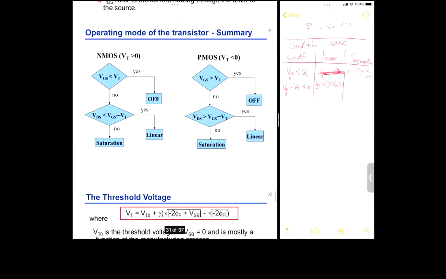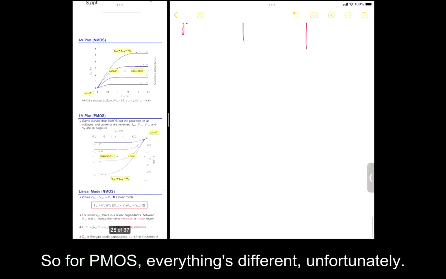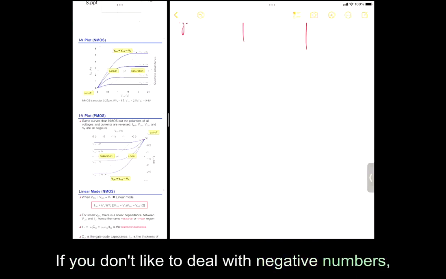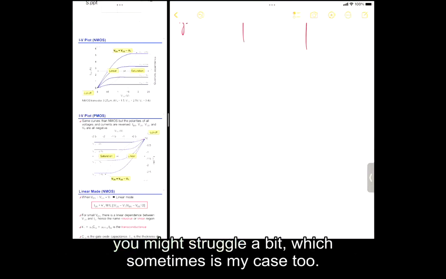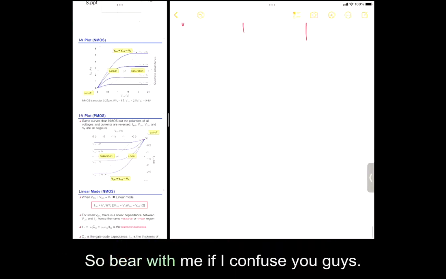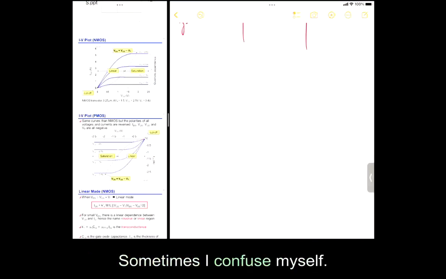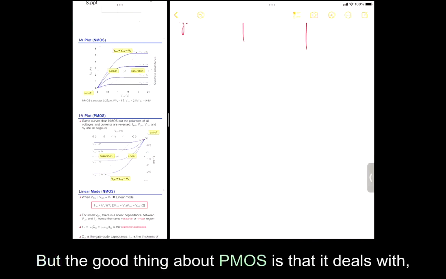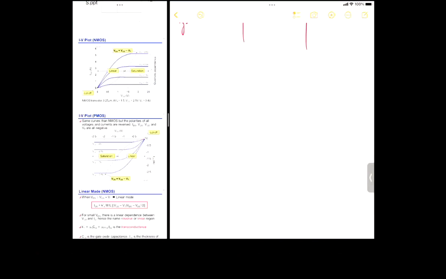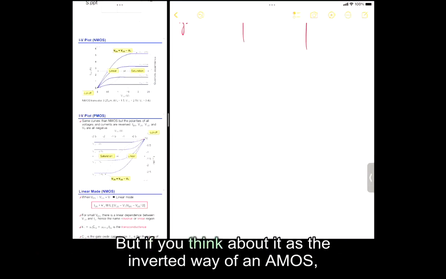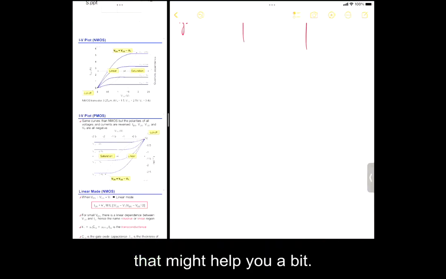The trouble comes when the PMOS comes. For PMOS, everything's different, unfortunately. If you don't like to deal with negative numbers, you might struggle a bit, which sometimes is my case too. So bear with me if I confuse you. Sometimes I confuse myself. One thing about PMOS is that it deals with VDD, which makes it a bit harder. But if you think about it as the inverted version of an NMOS, that might help you a bit.